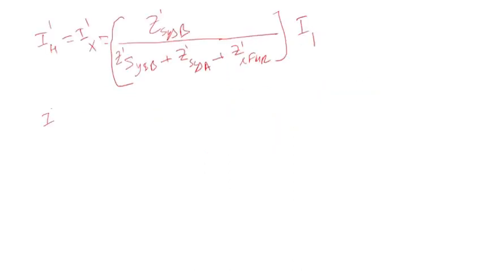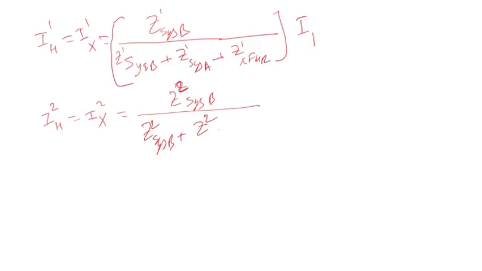You can do the same thing for the negative sequence current flowing through the high voltage, which is the same as the low voltage. If you go back to the diagram, it will be obvious: it's just the negative sequence impedance of system B divided by that impedance plus the negative sequence impedance of system A plus the negative sequence of the transformer, times I2, the negative sequence current.